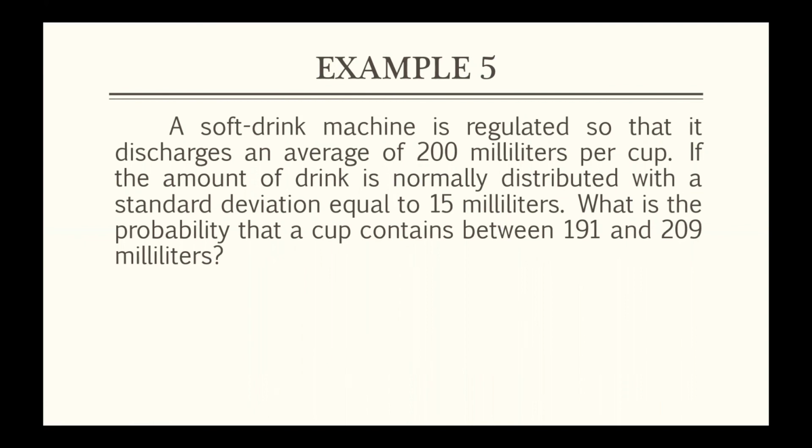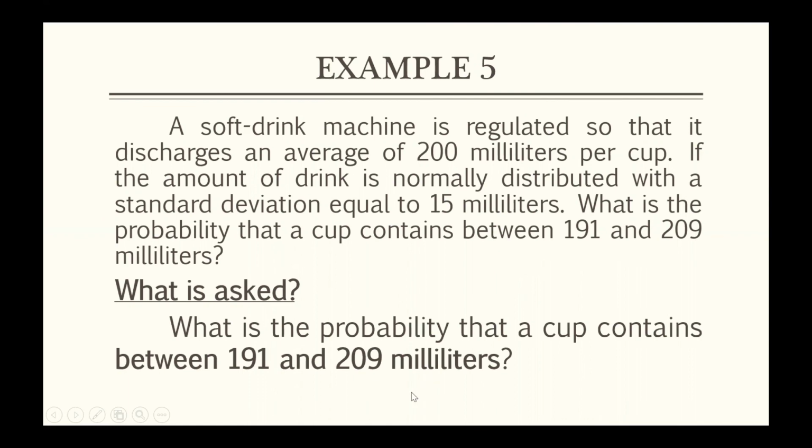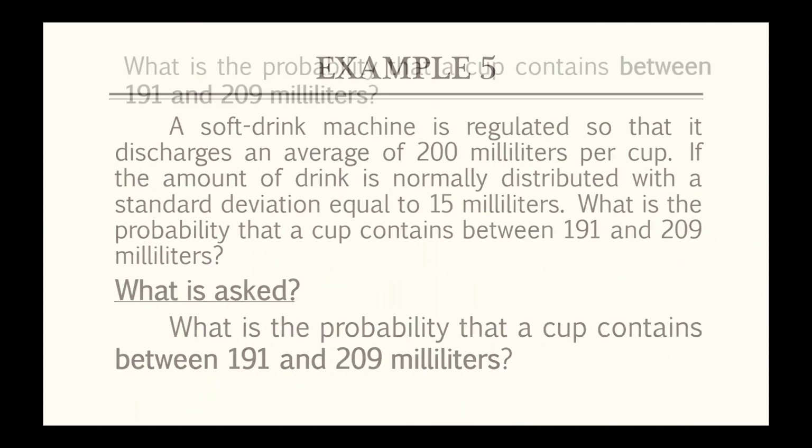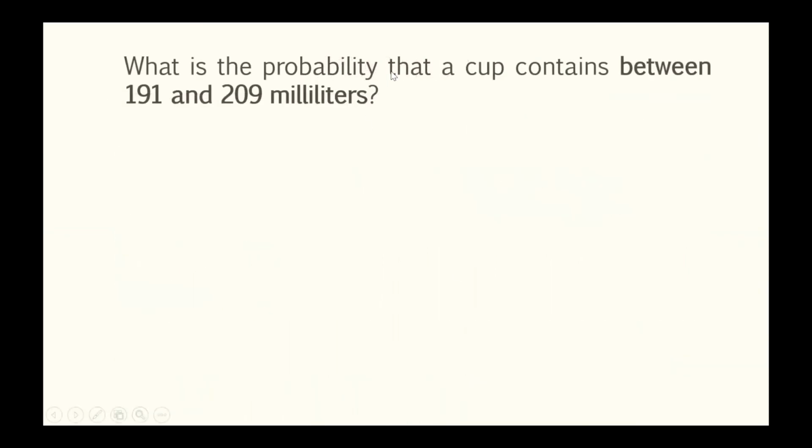Example number 5. Same problem, but the question here is, what is the probability that a cup contains between 191 and 209 milliliters? So that is the question. So for us to answer this question, let us first determine the given in the problem. The mean, the standard deviation, and also the raw scores. In the problem, there are two raw scores. But first, let us identify the mean. We have 200. The standard deviation is 15. And the raw scores are 191 milliliters and 209 milliliters.